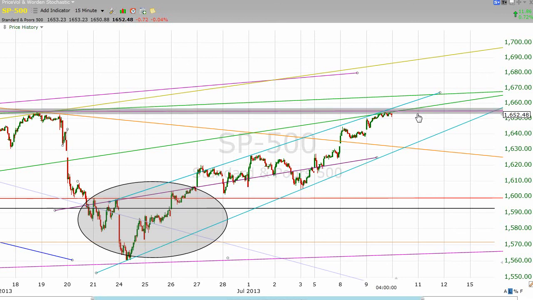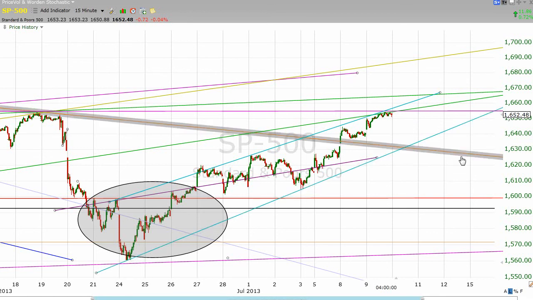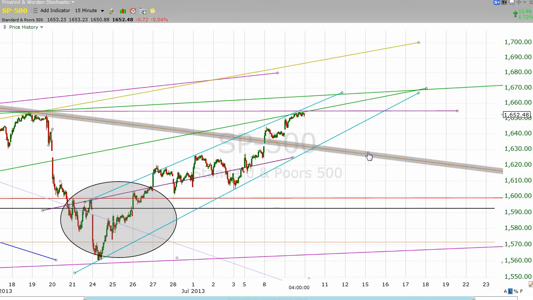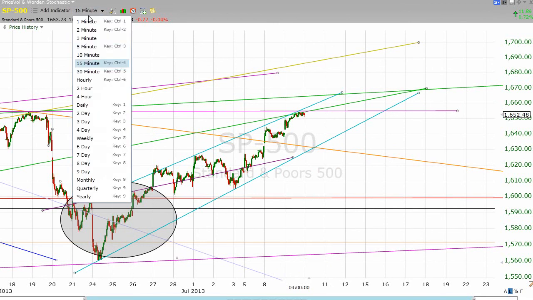And I think if we break this line right here, that would probably be a very good indication that the S&P is getting ready to come down and to test some levels of support. The first level of support, I believe, would be this orange line. The next level of support would be down here, right around our 1598, 1600. And if that does happen, then we would start to more strongly consider if we are seeing an inverted head and shoulders pattern develop.